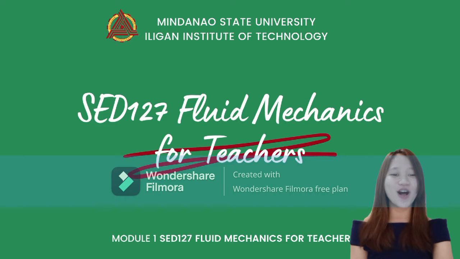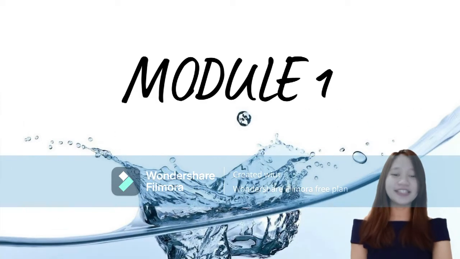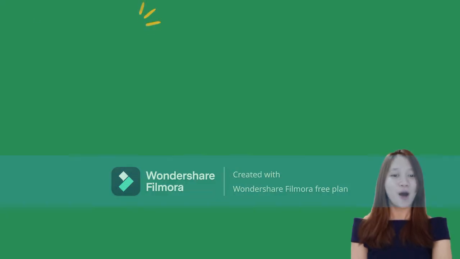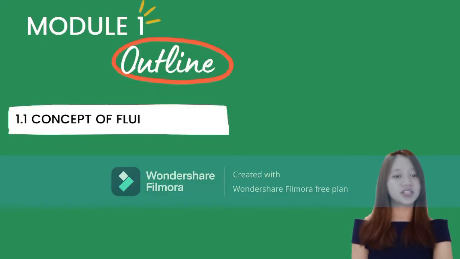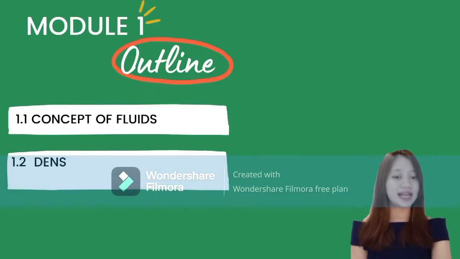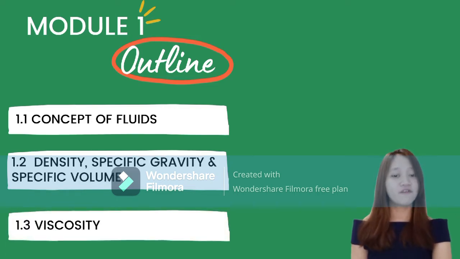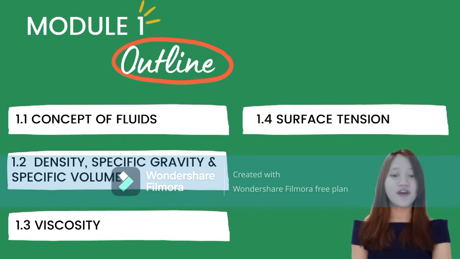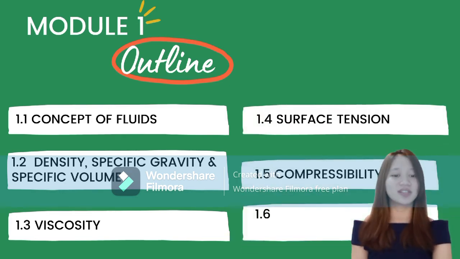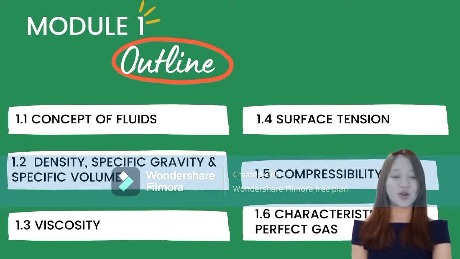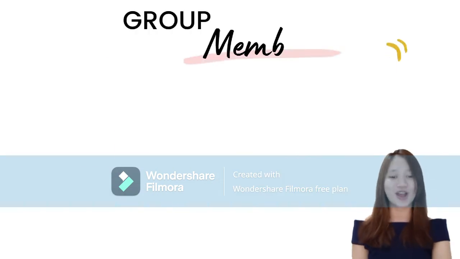Again, I welcome you all to SED 127, Fluid Mechanics for Teachers. For today's insightful discussion, our group will discuss Module 1. Module 1 outline: first is the concept of fluids. Second is density, specific gravity, and specific volume. Third is viscosity. Fourth is surface tension. Fifth is compressibility. And last but not least, characteristics of a perfect gas.